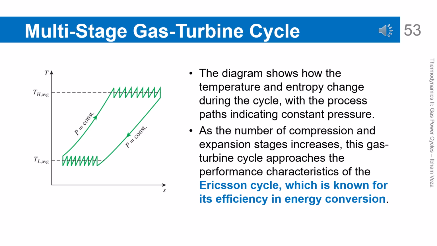Multi-stage gas turbine cycle approaching Ericsson efficiency. This diagram shows that by increasing the number of compression and expansion stages, the Brayton cycle can approach the characteristics of the Ericsson cycle. Under ideal conditions, the processes become nearly isothermal. This increases efficiency because the average temperature difference during heat transfer becomes smaller. This concept is mostly theoretical because practical implementation is very complex. However, it provides an idea of the upper limit that multi-stage cycles can achieve.